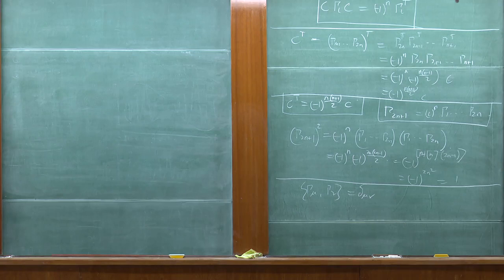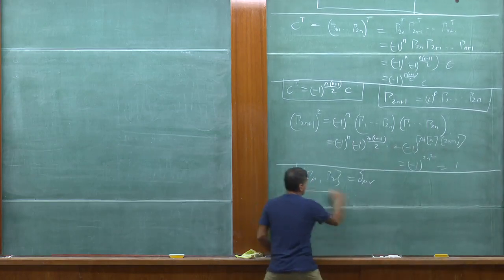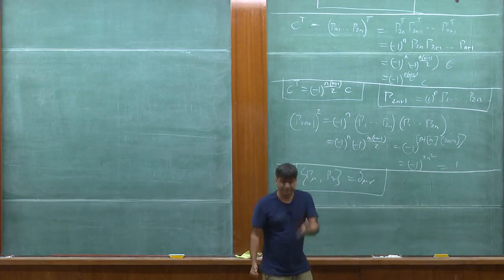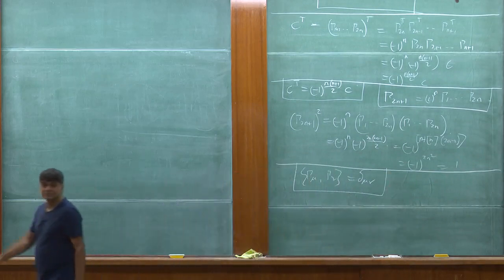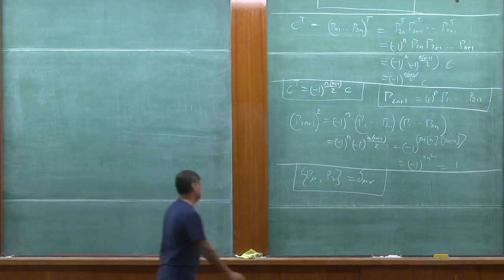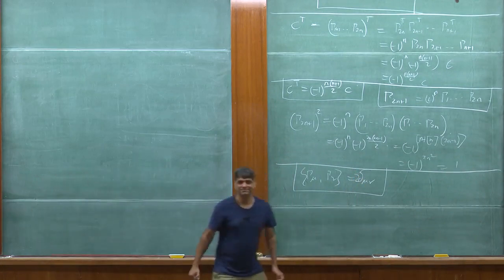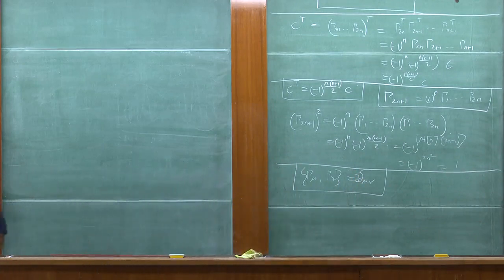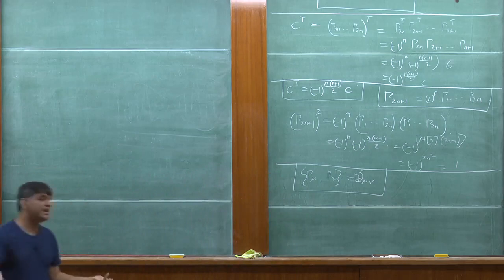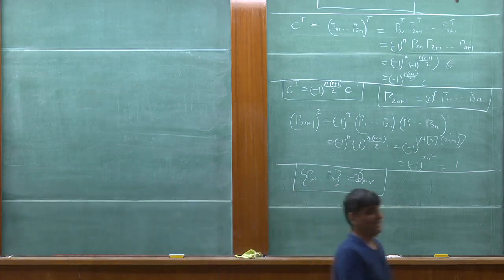Okay, now, as you know, spinors transform in a particular representation, namely the spinorial representation, of SO(2n) or SO(2n plus 1). It should be 2 delta mu nu, you know. Correct.